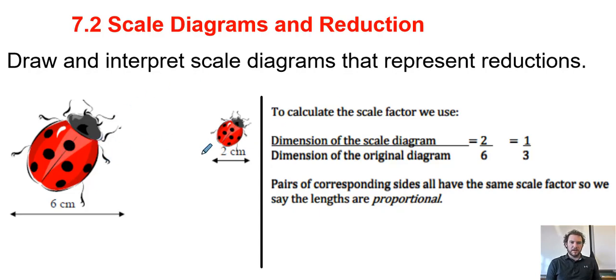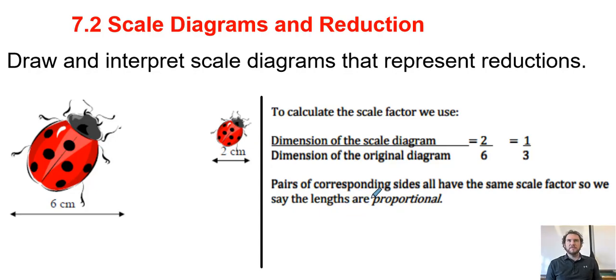So for example, here's my original picture, my original diagram. Here's my reduction, right? Reduction meaning it's getting smaller. So to calculate the scale factor, again, we use the dimensions of our scaled diagram divided by the dimensions of our original diagram. So if we looked at our two ladybugs here, my scaled diagram has dimensions of 2 centimeters. My original has dimensions of 6 centimeters. So we'd say that the scale factor is 1 over 3, or 2 over 6, which simplifies to give us 1 over 3.